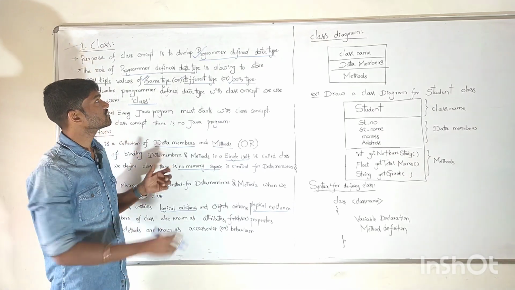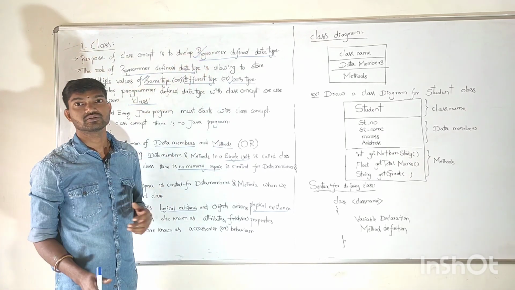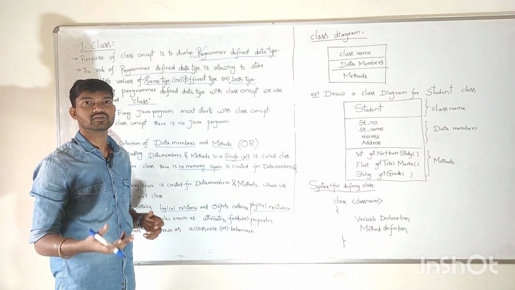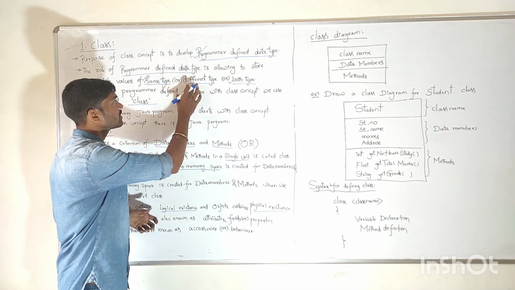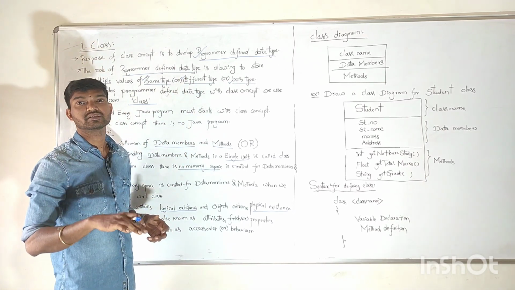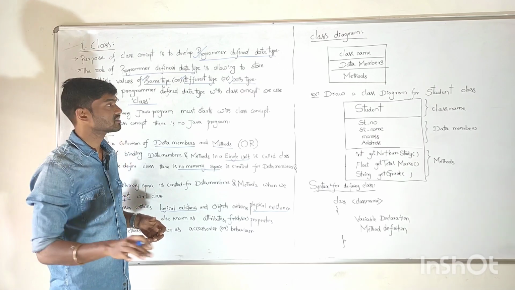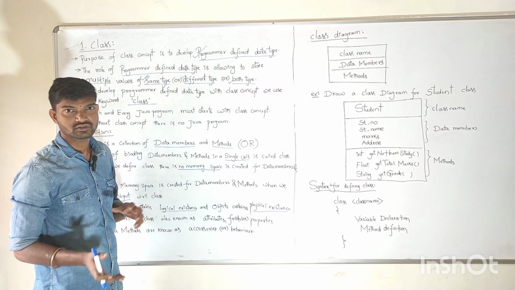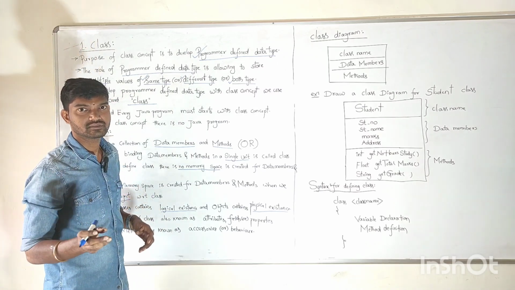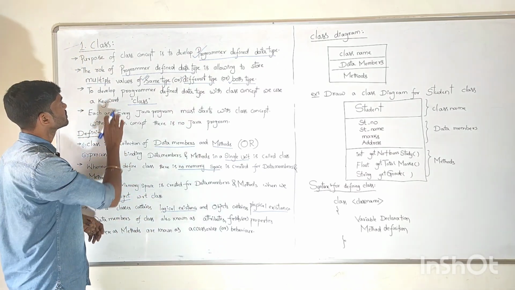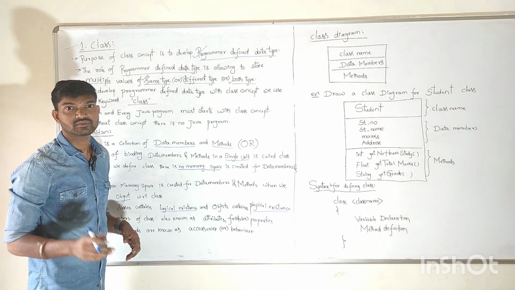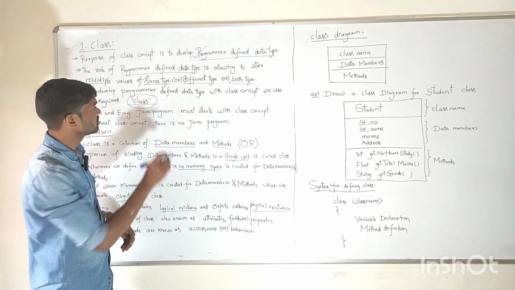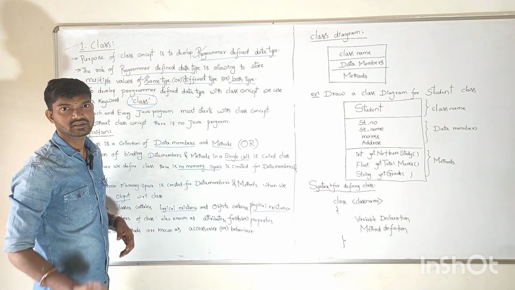So by using these programmer-defined data types, we can store values of the same type, meaning all may be integers, all may be float, all may be character type, or different types, meaning a combination of integers, floats, characters, and strings, or both types. To develop the class concept, we have to use a keyword called class. So the keyword used in this language is class.